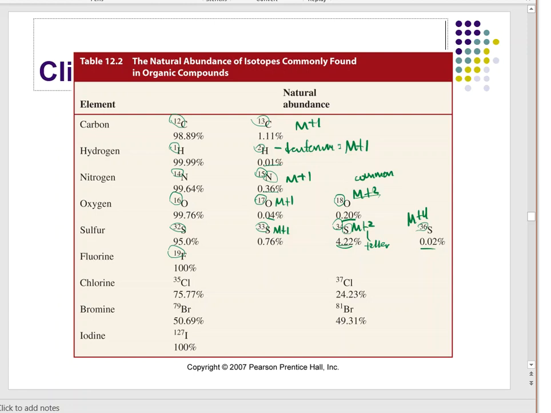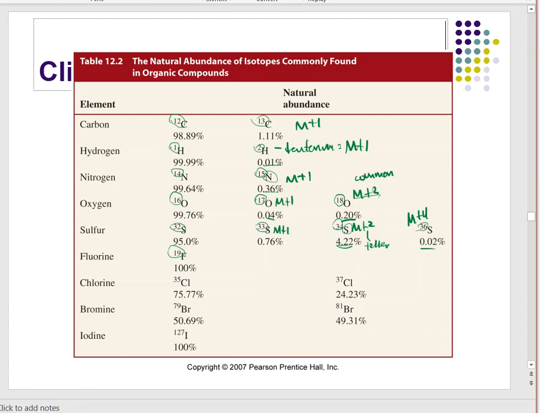Fluorine's pretty easy. Fluorine, 19. That's it. Fluorine is part of Weight Watchers. It controls its weight all the time, and typically close to 100%, it's going to be fluorine 19. There is no M plus 1. There is no M plus 2. There is no M plus 3 or M plus 4.